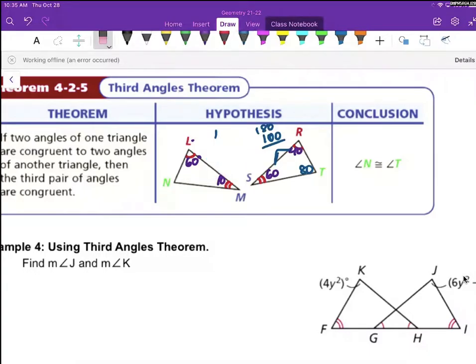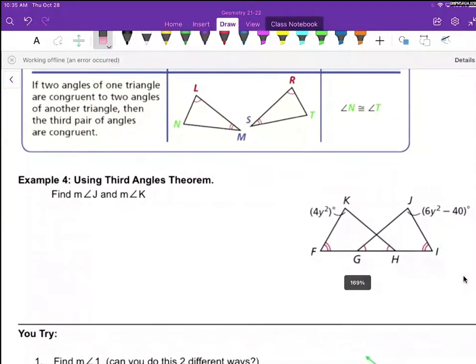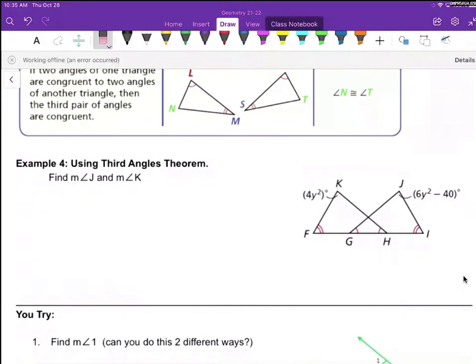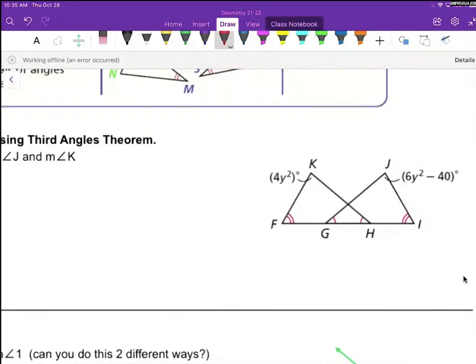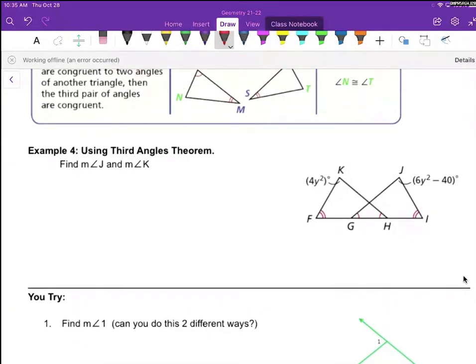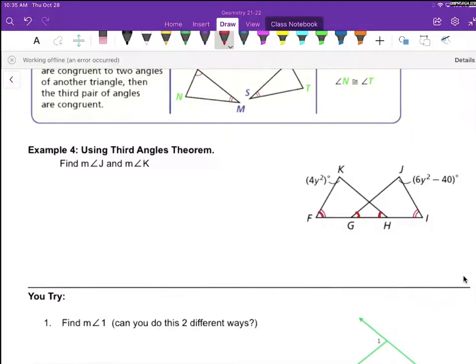And so basically, it's called the third angles theorem because if you know two of the angles, you'll know the third is equal as well. Or if two angles are congruent to two other angles, then the third is congruent to the third. And so let's take a look at this picture. So you can see two different triangles in this picture, and you can see the angle at G and the angle at H are congruent. The angle at F is congruent to the angle at F. So that must mean that the angle at K should be congruent to the angle at J.